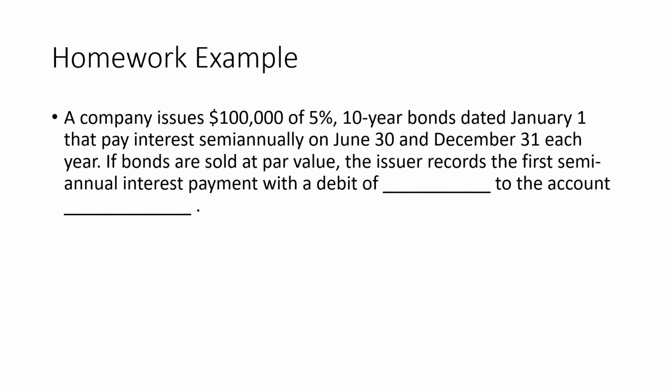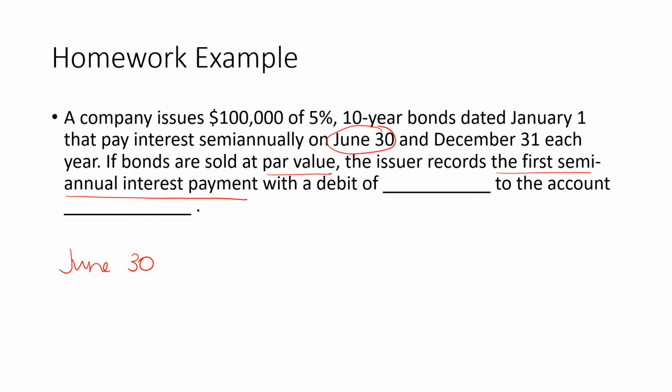Another example, a company issues $100,000 of 5% 10-year bonds dated January 1st that pay interest semi-annually on June 30th and December 31st each year. If bonds are sold at par value, the issuer records the first semi-annual interest payment with a debit of what amount and to what account. So to fill in the blanks, we need to first do the journal entry for the first semi-annual interest payment. So the first semi-annual interest payment will take place on June 30th.